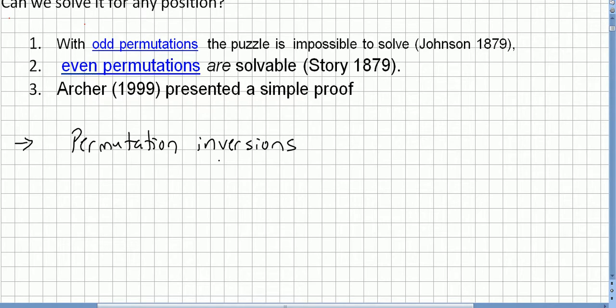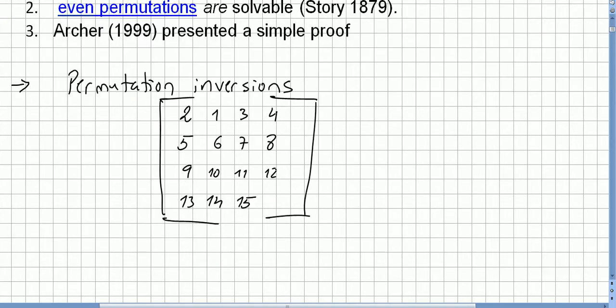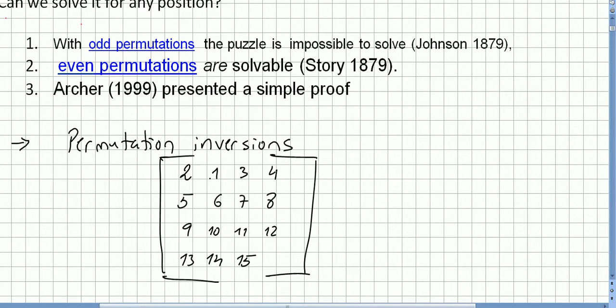For the concept of inversion of a permutation, please check my previous videos. I think I have 4 or 5 or 6 videos before this one, only talking about permutations, inversions, composition and all that sort of stuff. Okay, let us pick this example. We have here a position 2, 1, 3, 4, 5, 6, 7, 8, 9, 10, 11, 12, 13, 14, 15, right? So we'll look at this from the permutation inversions point of view.